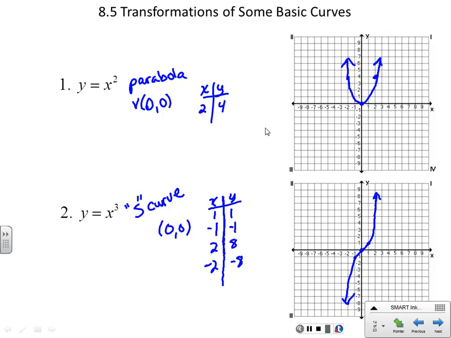Memorization. All you're going to do, since I don't see an H and I don't see a K, all right? No parentheses, no number out there by itself. That means H and K is 0. No parentheses, H is 0. No number out there by itself, K is 0. So your starting point is going to be 0, 0. From there, just do your T-chart. Memorize S-curve. Okay, so that's 2 of them.